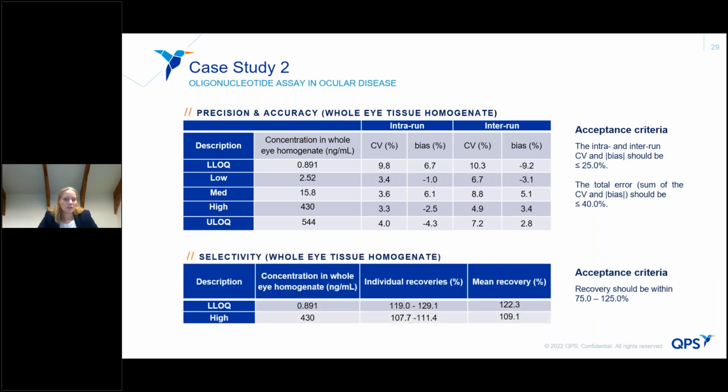If you look at selectivity, this is the same picture. You measure two different concentration levels, and you see that the mean recovery falls within the acceptance criteria of 75 to 125%, indicating that the assay is also selective for the oligonucleotide.